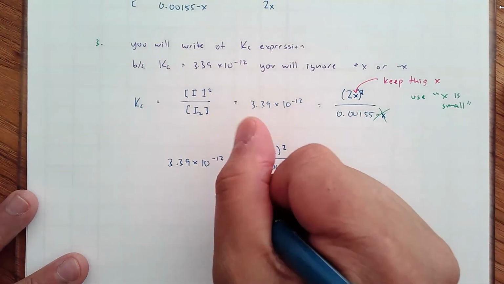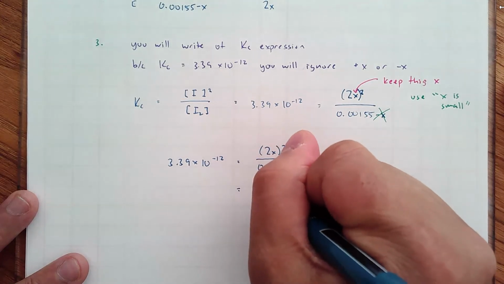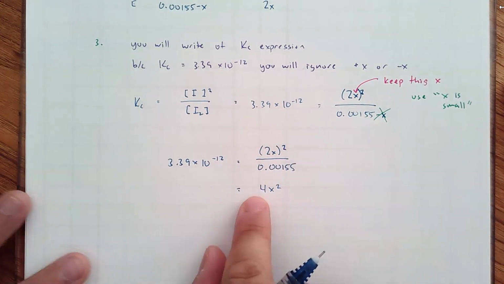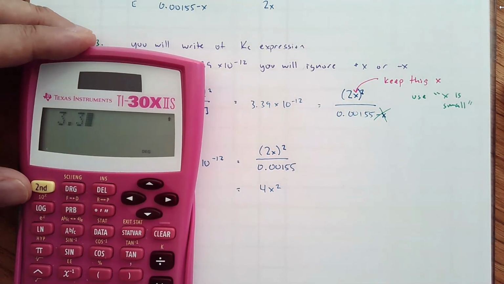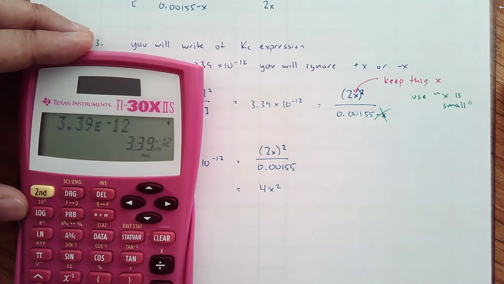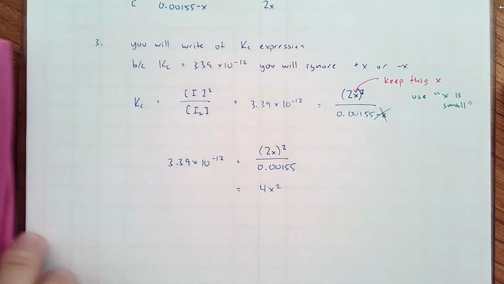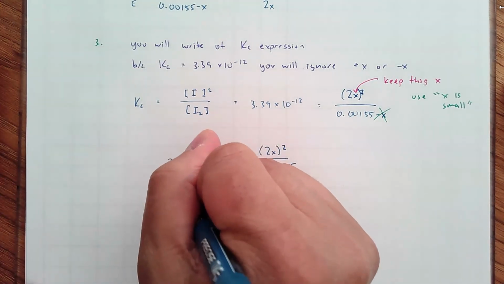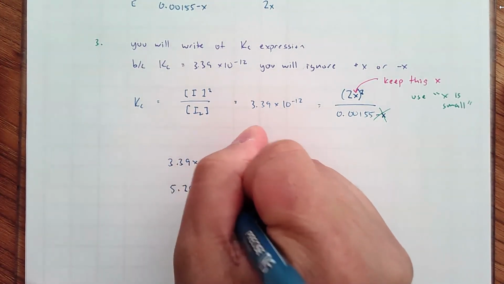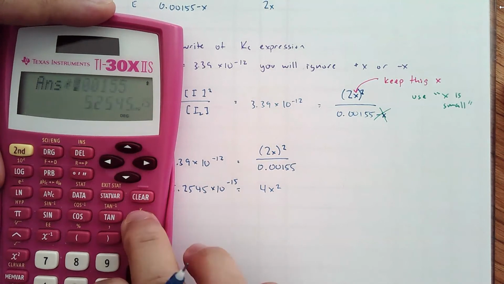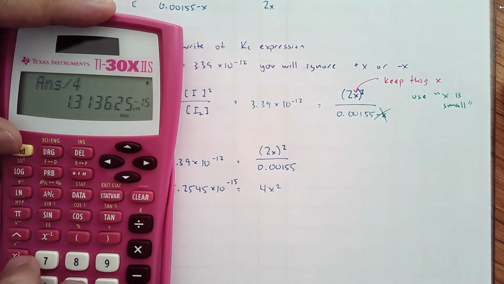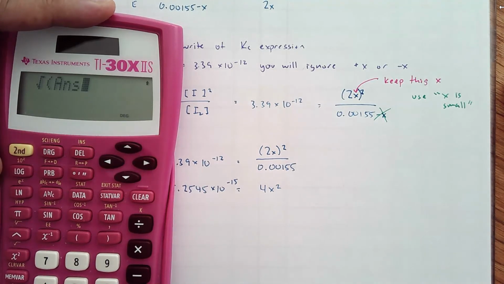Okay. So on the right-hand side, this is 4x squared. Now the x is squared, and I've squared the 2 already. 3.39 times 10 to the minus 12 times 0.00155. Okay, 5.2545 times 10 to the minus 15. I have that number saved. I divide by 4, and then I take the square root of that answer to get x.